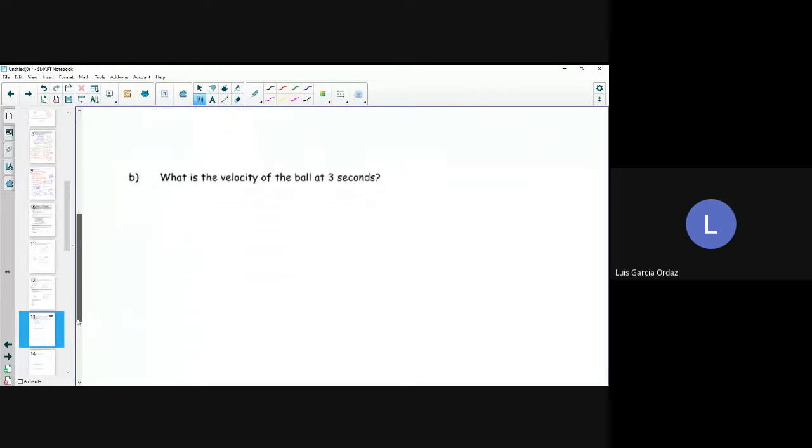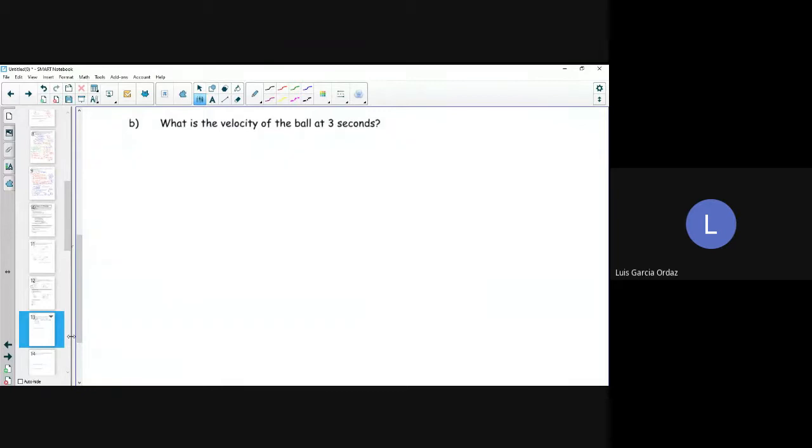Okay. So now, using that same equation, which was s(t) is equal to 10t minus 5t squared, we need to figure out the velocity of the ball at 3 seconds. Since the word average is not in the question, we have to assume they're talking about instantaneous velocity. So when it comes to instantaneous velocity, we're going to have to find the limits, okay?